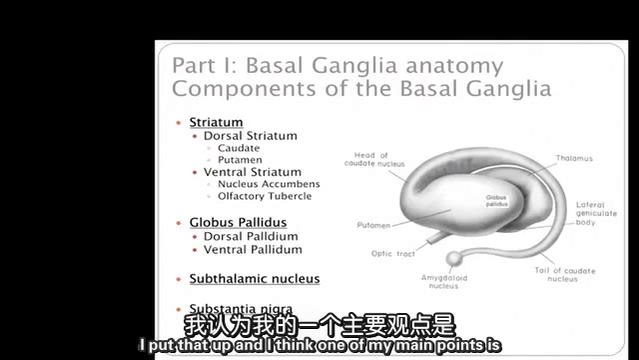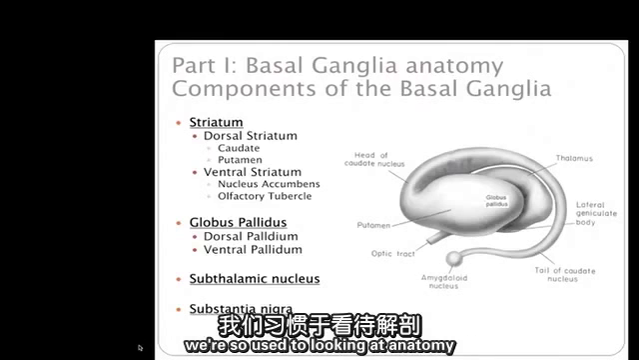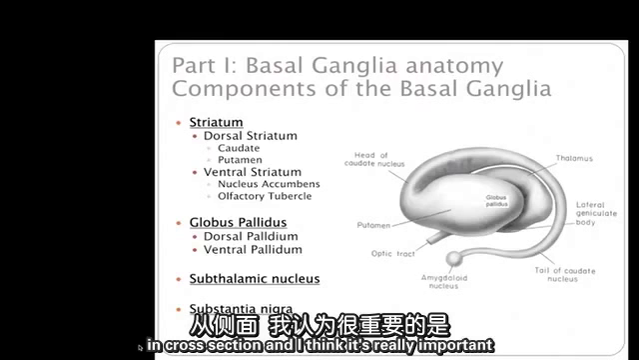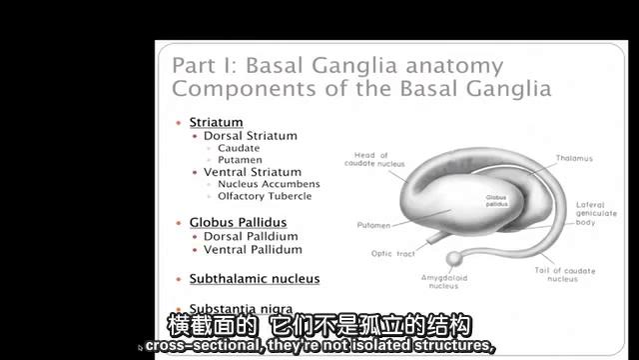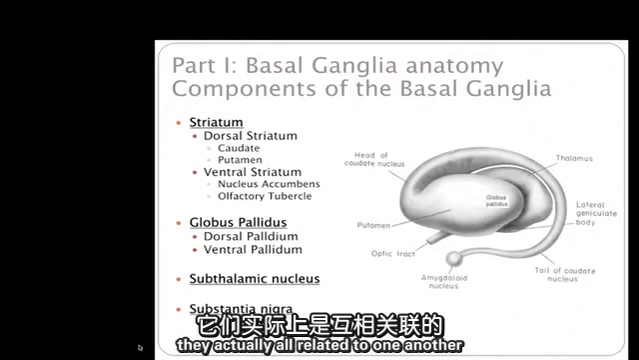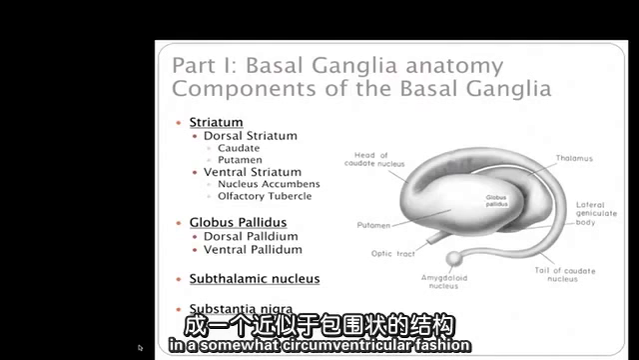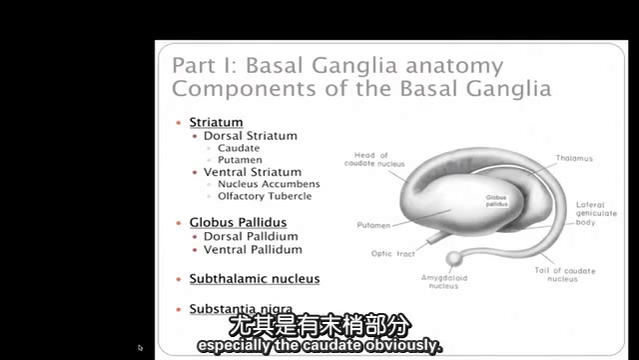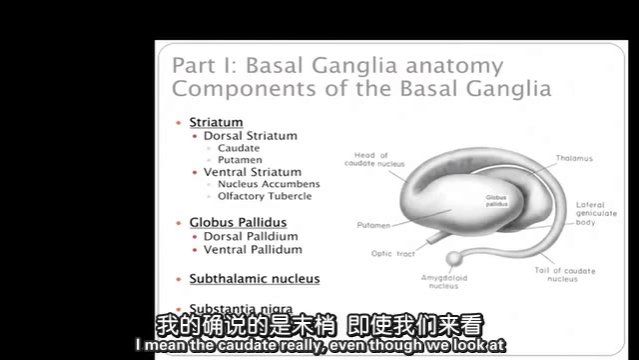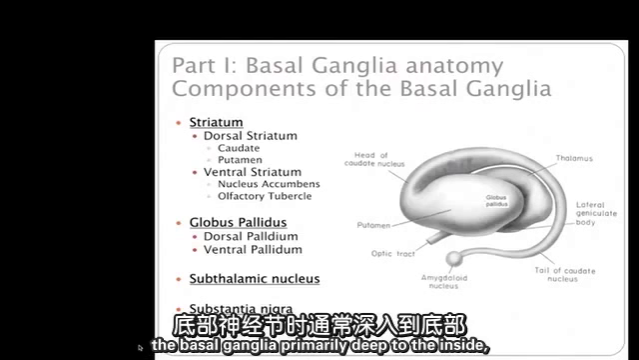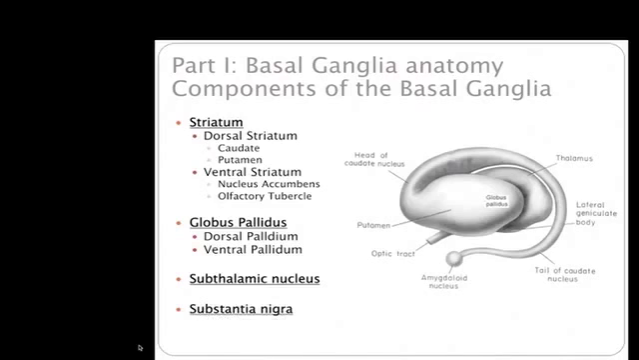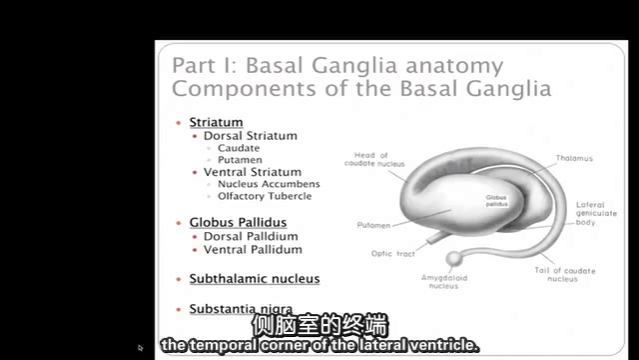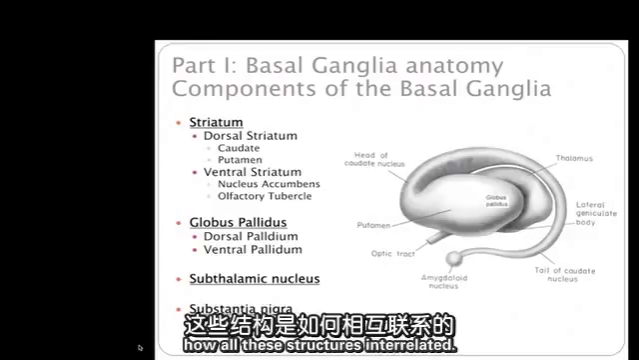I put that up, and one of my main points is we are so used to looking at anatomy in cross-section, and I think it's really important to understand that these structures are not isolated structures. They actually all relate to one another in a somewhat circumventricular fashion, especially the caudate, obviously. And even though we look at the basal ganglia primarily deep to the insula, the caudate extends all the way down into the temporal horn of the lateral ventricle. So it's important to remember how all these structures interrelate with one another.